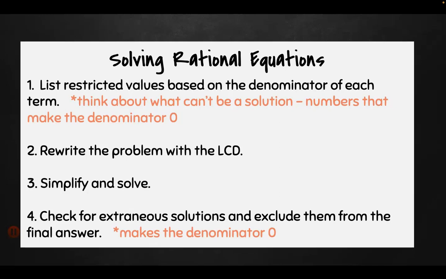Then I'm going to rewrite the problem with the LCD. I'm going to simplify and solve. And then I'm going to check for extraneous solutions and exclude them from my final answer. So again, these extraneous solutions are based off of those restricted values, like what makes the denominator 0.